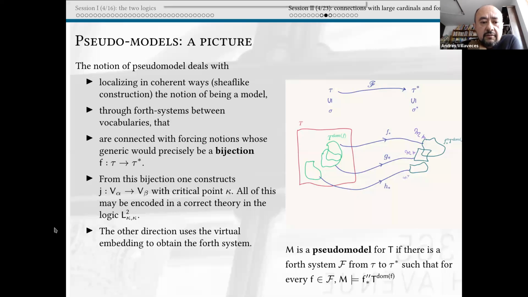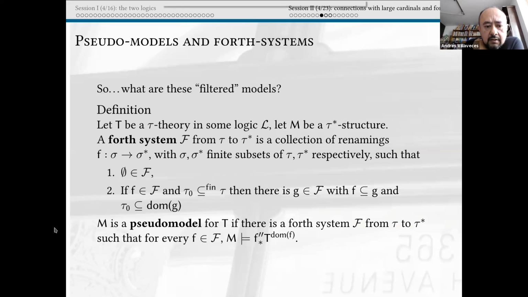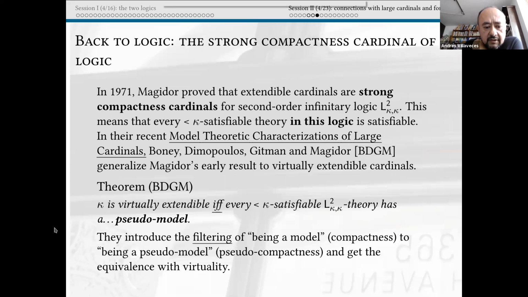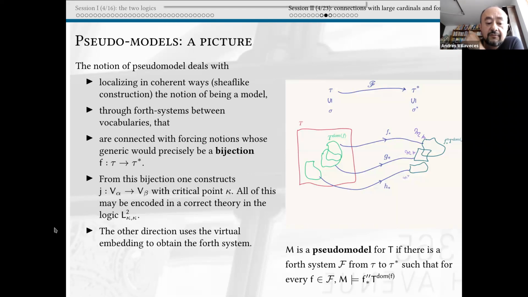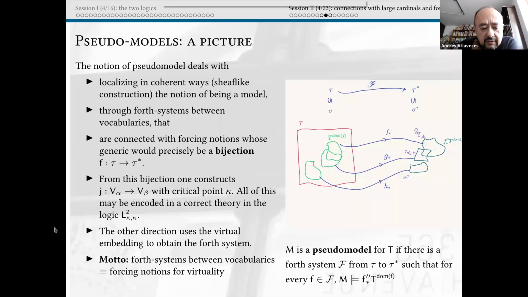The other direction, so remember the two directions: you're virtually extendable if and only if every satisfiable L2 kappa kappa theory has a pseudo model, and the other direction uses the virtual embedding. So if you have the virtual embeddings, if you're already virtually extendable, then you actually can extract from the embedding the fourth system. That's a natural but a nice thing to see.